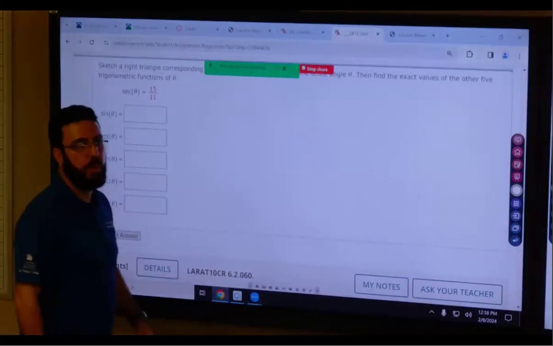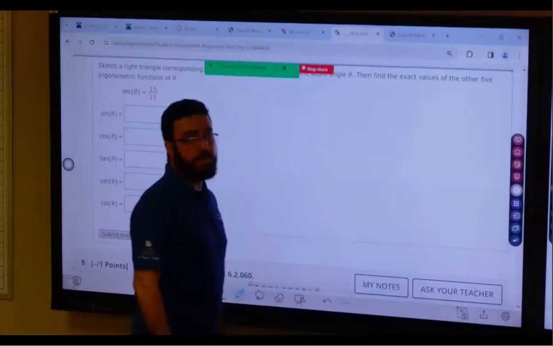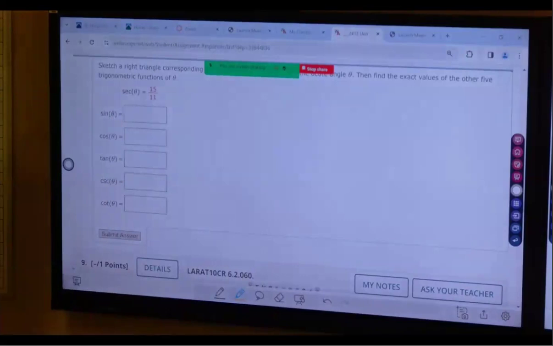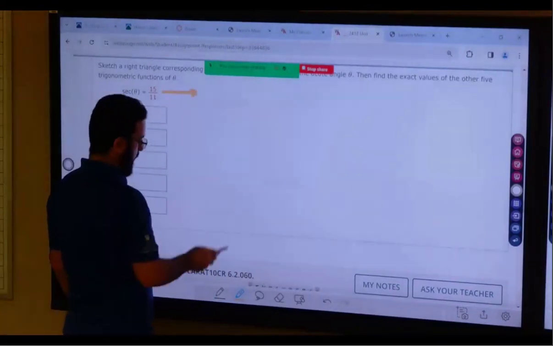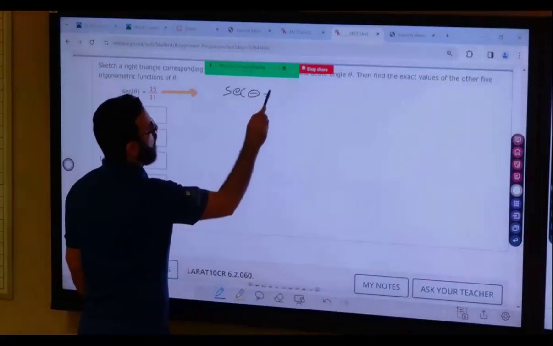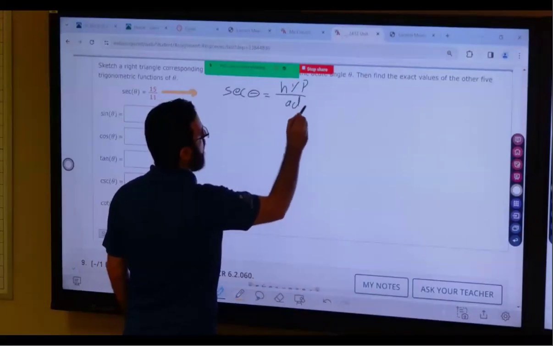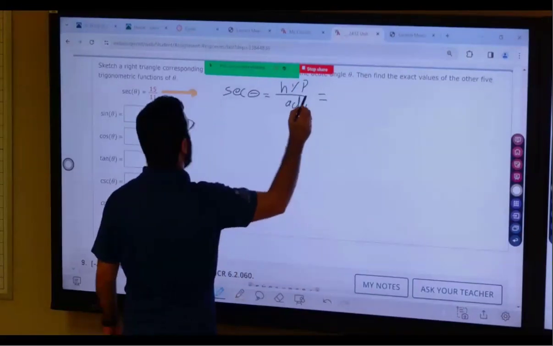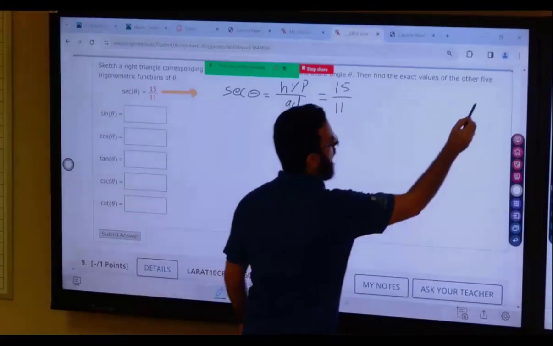What about this one? Now we have secant. The secant is hypotenuse over base. Secant theta equals hypotenuse over adjacent, so it will be equal to what? 15 over 11.